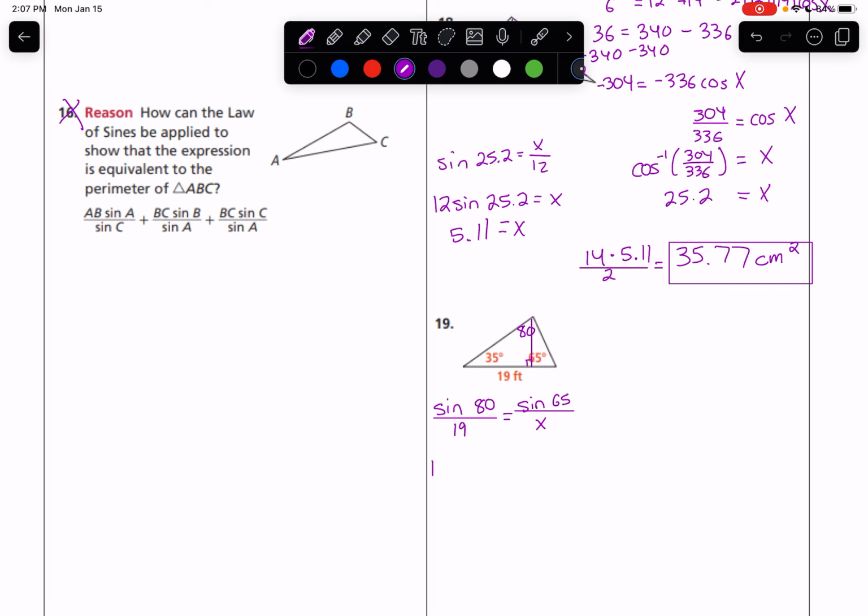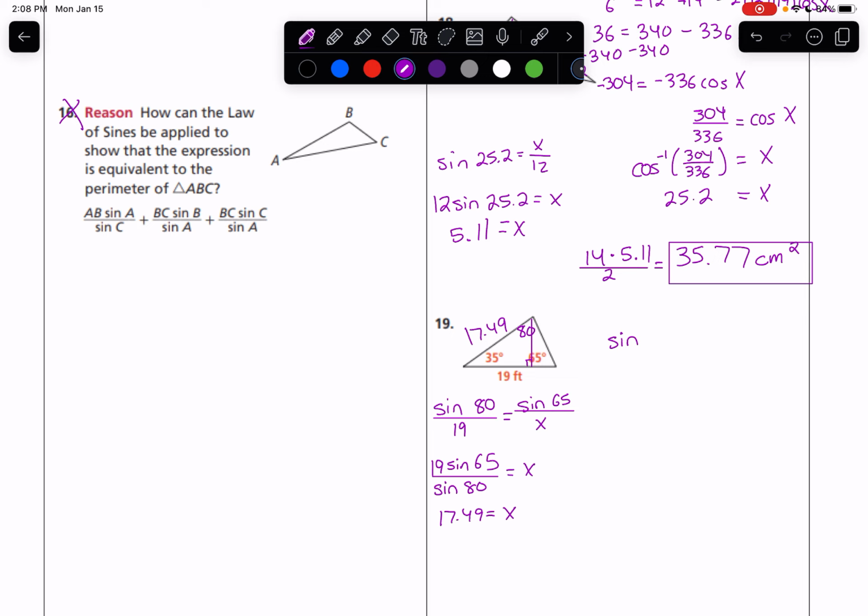Cross multiply, I get 19 sine of 65 equals x sine 80. But I'm going to go ahead and divide both sides by the sine of 80 because I know I'm going to need to anyway to get x on its own. So there's my fraction. And I can put that in my calculator and find that 17.49 is equal to x. So this missing side of the triangle is 17.49. Once I know that, I can use the sine, opposite over hypotenuse, if I'm standing on the 35 to find the height of my triangle.